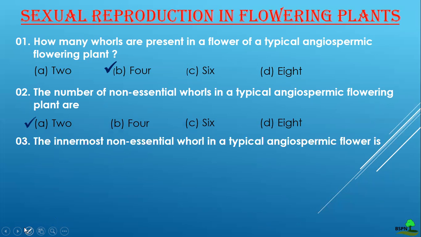The innermost non-essential whorl in a typical angiospermic flower is the calyx, the corolla, androecium, or gynoecium? Non-essential whorls are the calyx and the corolla. We just said outermost is the calyx. So innermost will be the corolla.